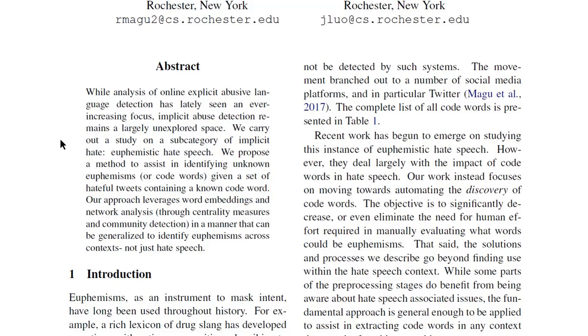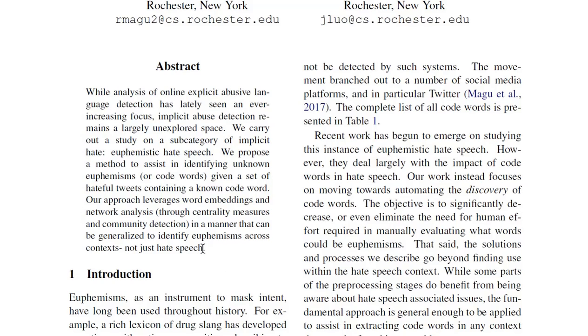The abstract. While analysis of online explicit abusive language detection has lately seen an ever increasing focus, implicit abuse detection remains a largely unexplored space. We carry out a study on a subcategory of implicit hate, which is euphemistic hate speech. We propose a method to assist in identifying unknown euphemisms or code words given a set of harmful tweets containing a known code word. Our approach leverages word embeddings and network analysis through centrality measures and community detection in a manner that can be generalized to identify euphemisms across contexts, not just hate speech.